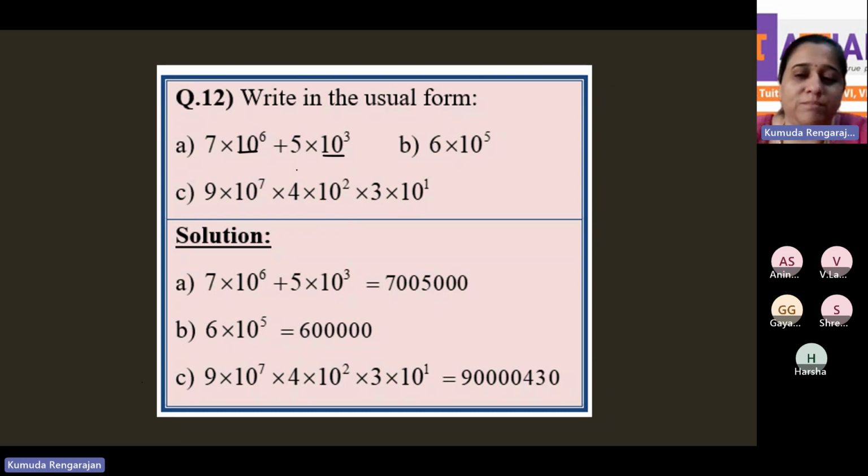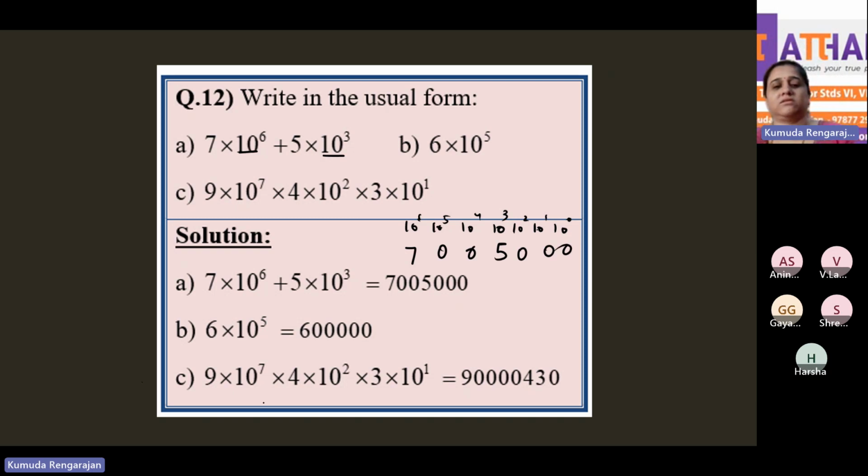See, the place values: 10 to the power 6, 10 to the power 5, 10 to the power 4, 10 to the power 3, 10 to the power 2, 10 to the power 1, 10 to the power 0. This is the ones place. 10 power 0 is 1. Ones, tens, hundreds, thousands, 10,000s, lakhs, 10 lakhs, and so on. So at 10 to the power 6, we have 7. Then we don't have anything here. Then 5 here. Then fill all these places, you must fill.